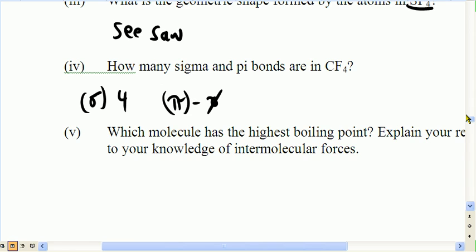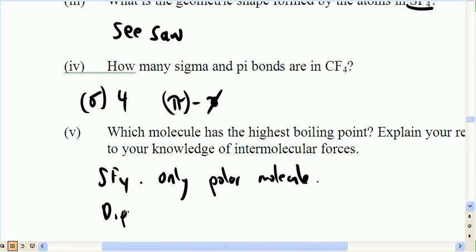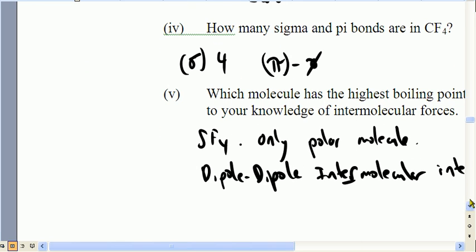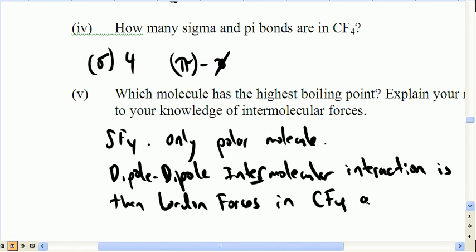Which molecule has the highest boiling point? Okay. Well, the only one, SF4, it's the only polar molecule, and then really it's the dipole intermolecular interaction is stronger than London forces in CF4 and PF5.